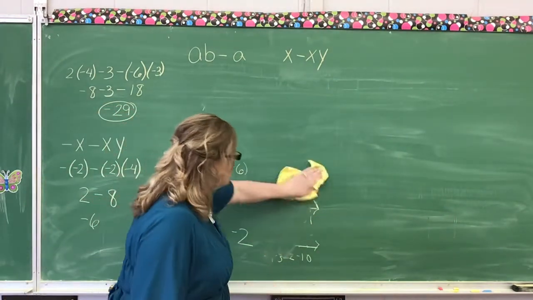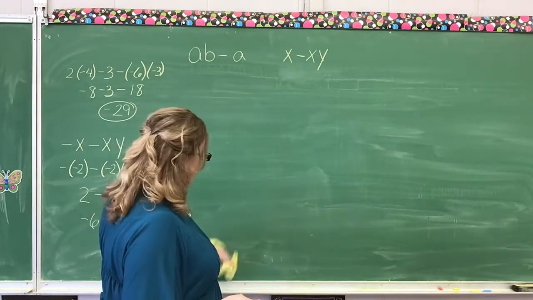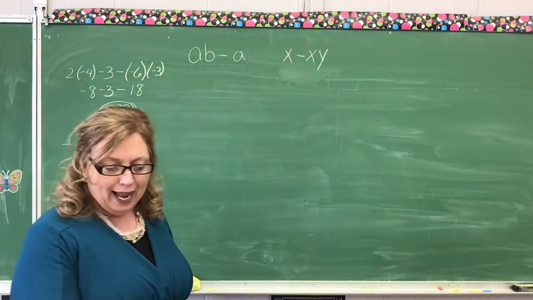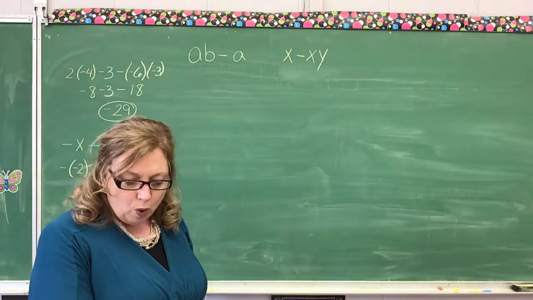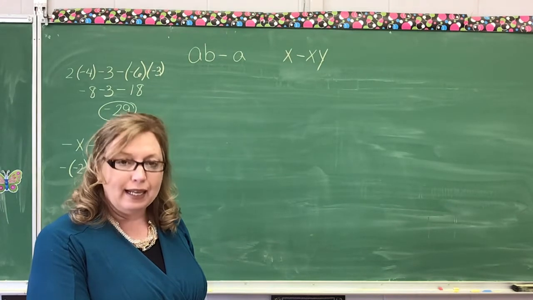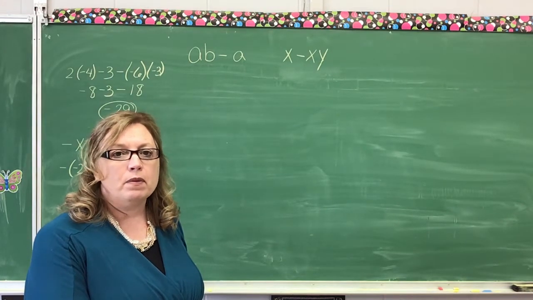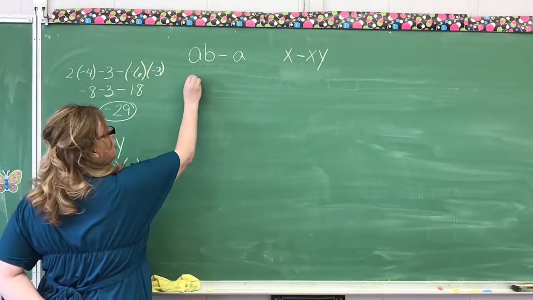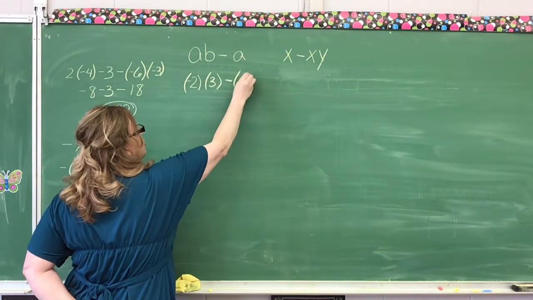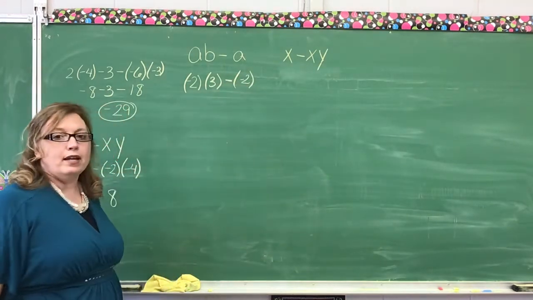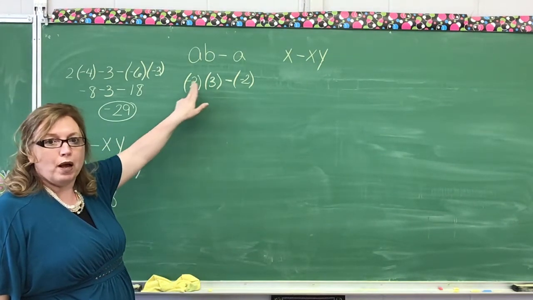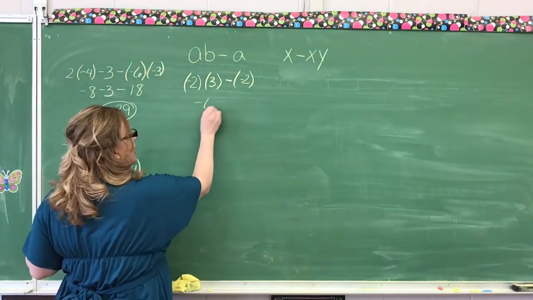Now, let's look at a couple more things today. What if you have AB minus A? Write that on your paper. AB minus A. What if A is -2 and B is +3? What are you going to do? If A is a -2 and B is a +3, this is what you should have. So we're going to multiply and say 2 times 3 is 6. One is positive, one is negative, so it is a -6.